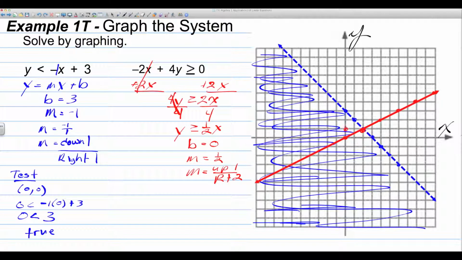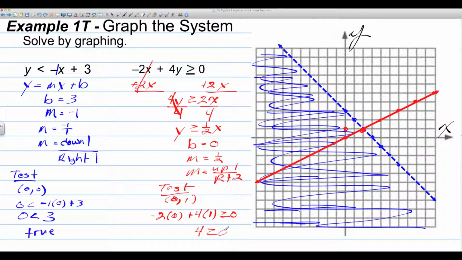We're going to put the point x is 0, y is 1, so 0, comma 1, into this inequality, so negative 2 times 0 plus 4 times 1 has to be greater than or equal to 0, and of course it is. Negative 2 times 0 is 0. 4 times 1 is 4, and 0 plus 4 is 4, so that gives us 4 is greater than or equal to 0.